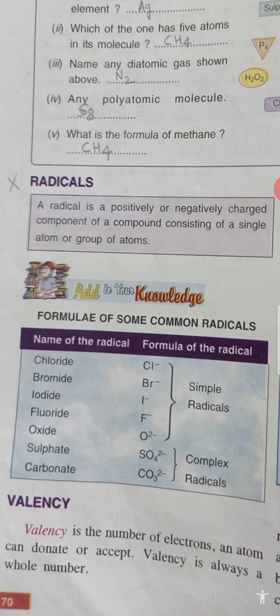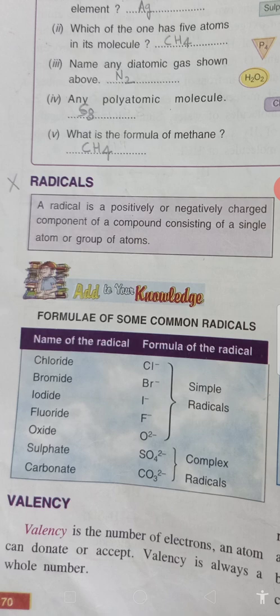Then we come to the formulas of some radicals. Now children, whenever we write chloride, chloride is written as Cl minus. So the sign given over it is minus. Minus means, children, minus 1. So if it is only minus, then it means 1. 1 we don't write. Then bromide, bromide is written as Br minus. Iodide, iodide is for iodine. So iodide is written as I minus. Fluoride, F minus. Then oxide, oxide is O, that is the formula, 2 minus.